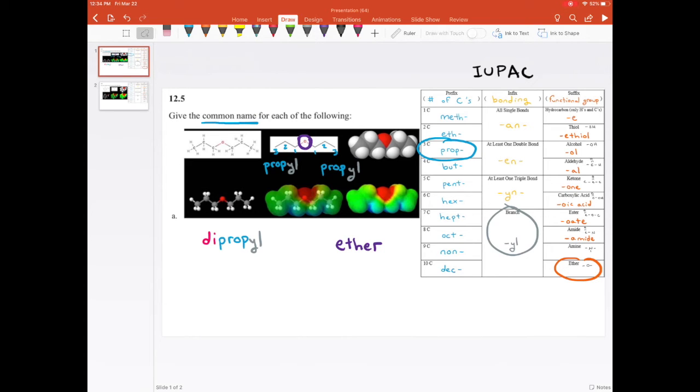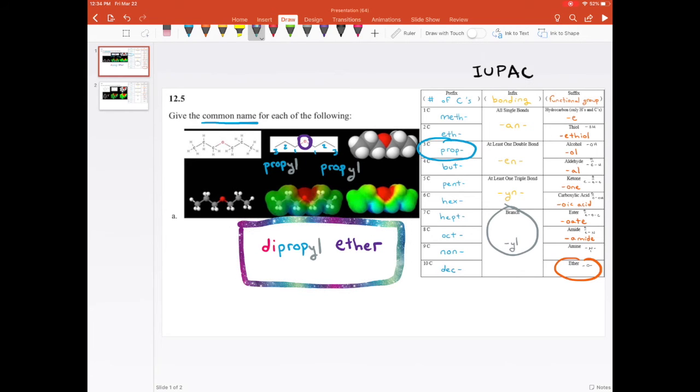So you take the backbone name and you put it in front, you take the branch name and you put it in front of the backbone, and the name for this would be dipropyl ether. Dipropyl ether is that molecule.